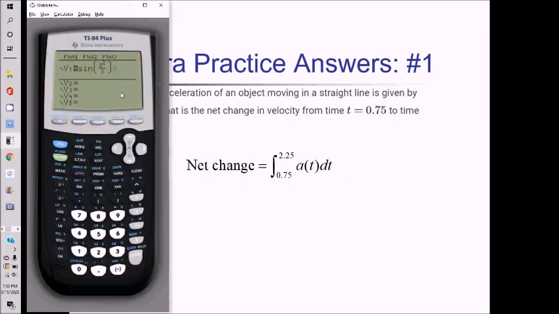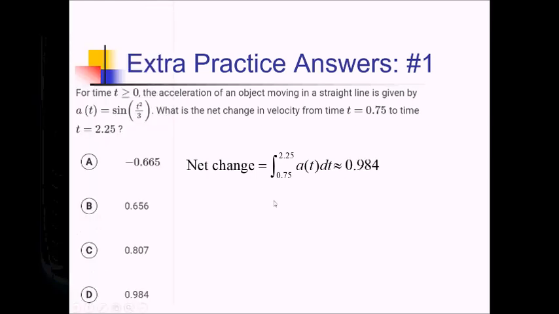So here I am on the calculator. I've entered my a of t function in the y1 of my y equals. Let me just quit out of there now, and I'll do math 9 to pull up my integral. I'm going from 0.75 to 2.25, and let me just pull up my function, alpha trace y1. So there's a of t that I'm taking the integral of on the calculator. We've got dx, and just press enter. Comes out to about 0.984 if we round that off, which is going to give us answer choice D.